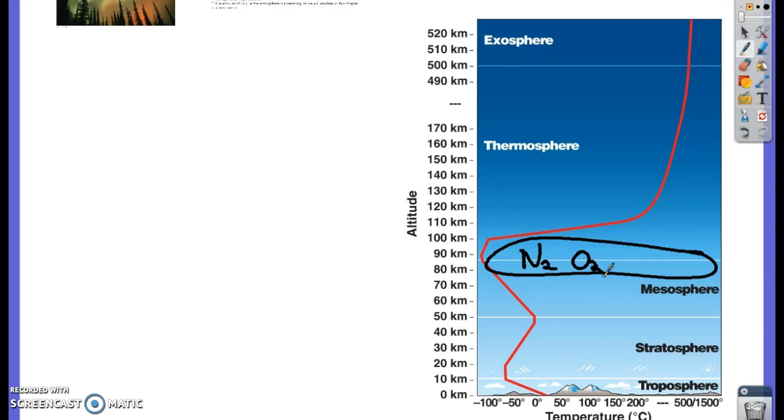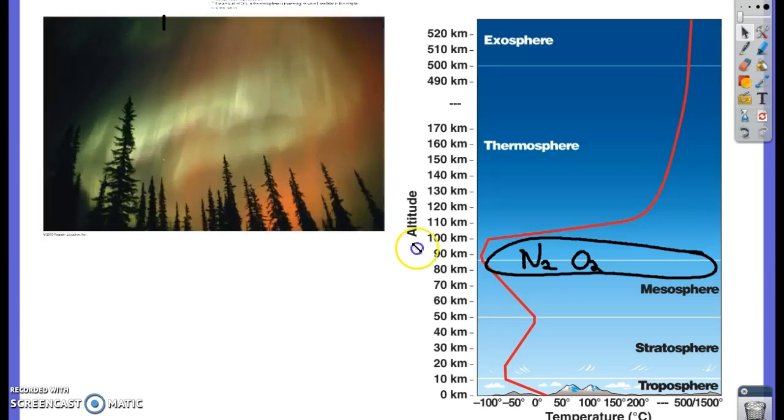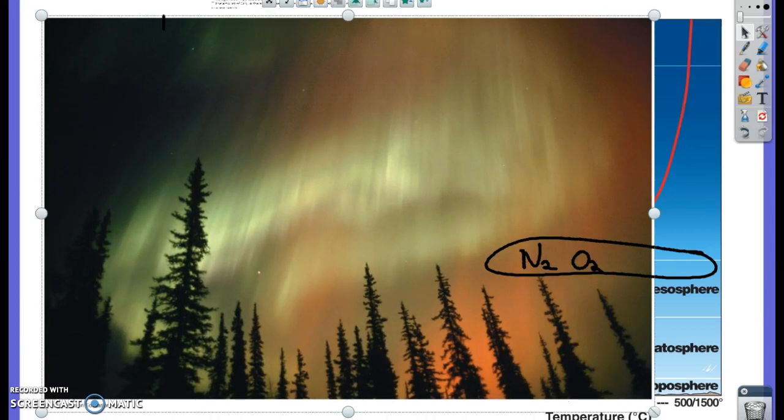Now, because the solar radiation is hitting this, there's a certain reaction there, and at certain times of the year, when the solar winds, which give off strong radiation particles, hit this ionosphere, it will create light, which is emitted to Earth, and this is what we call the auroras.